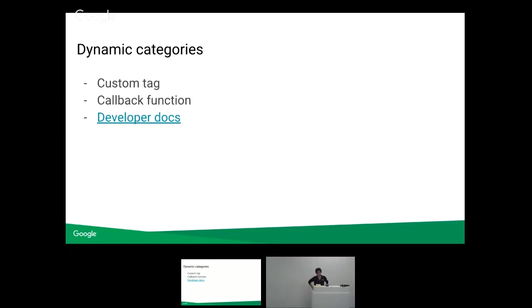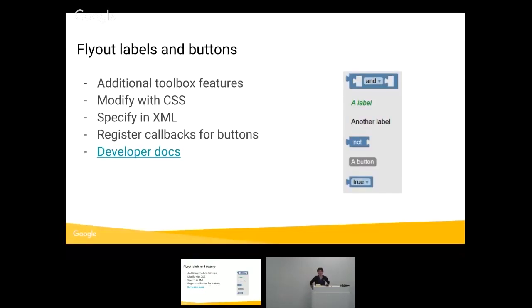Along with that, we added a couple features in the flyout. So we added buttons, we added labels. Small things, but we know that these are things that people have probably been missing. You could always group your blocks. Now you can actually group and label them. And again, it's CSS stylable, so you can do whatever you want.